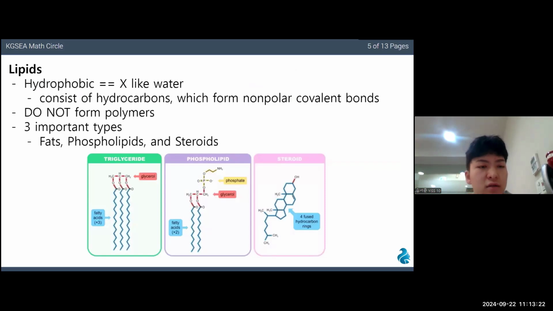Now I'll talk about the second type of macromolecules, which are lipids. One characteristic is that they're hydrophobic, which means that they don't like water. The reason why they're hydrophobic is because they consist of hydrocarbons, which form non-polar covalent bonds. As I briefly talked about, they do not form polymers because they don't have monomers in the first place. There are 3 important types of lipids, which are fats, phospholipids, and steroids.